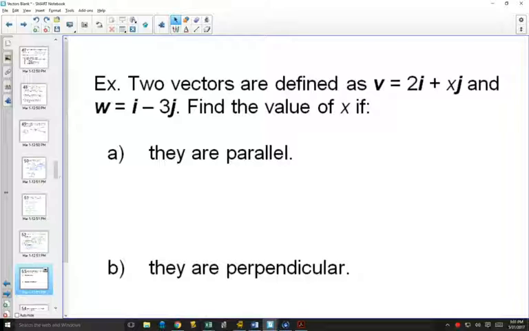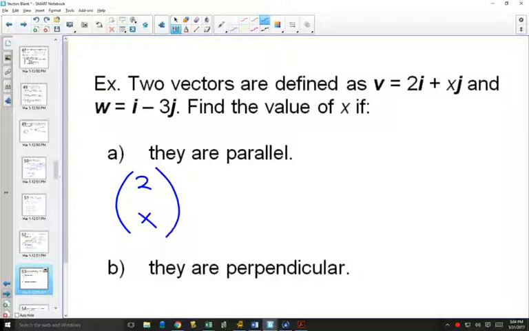Two vectors, find x if they're parallel. Find x if they're perpendicular. Okay, I'm going to let you try this one first. So we have two vectors. One of them is 2 and x. The other one is 1 and negative 3.